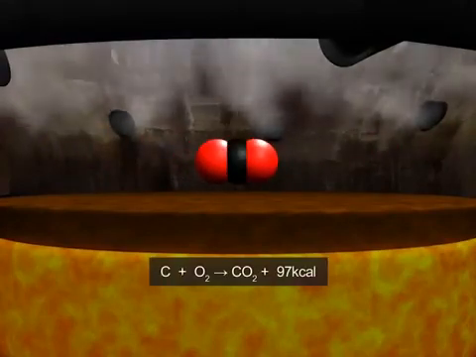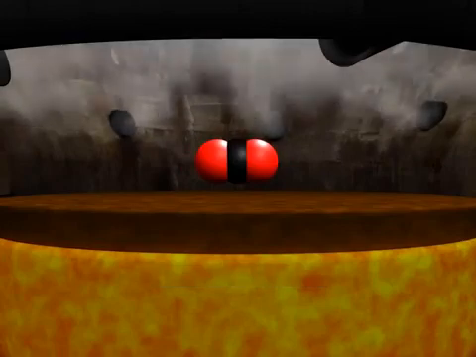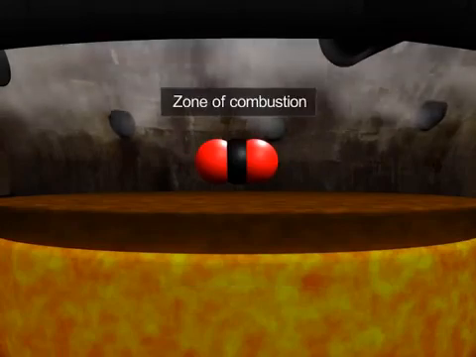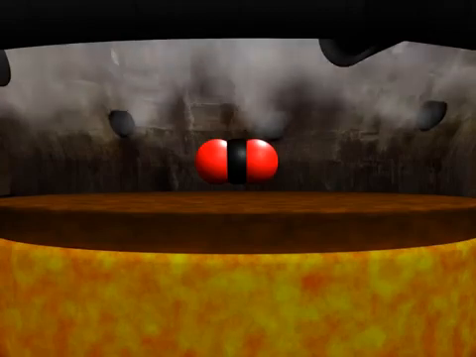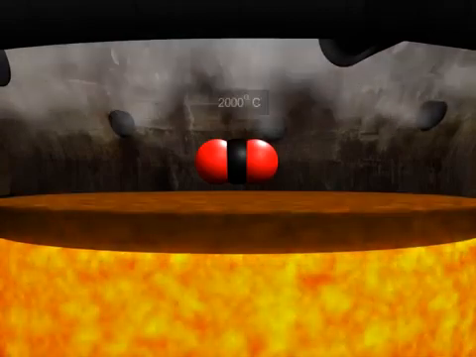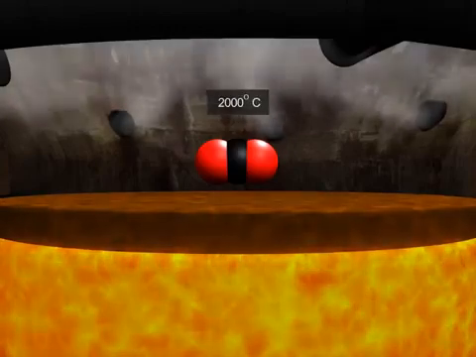The hot air causes the coke in the lower regions of the furnace to burn, producing carbon dioxide and a large amount of heat. This region is called the zone of combustion, as the combustion of coke takes place here. The temperature in this region reaches around 2000 degrees Celsius.